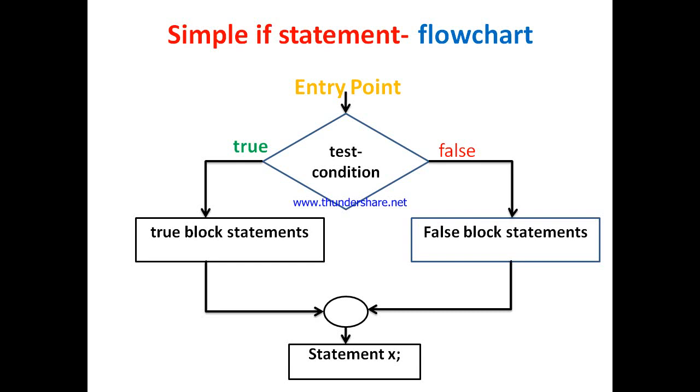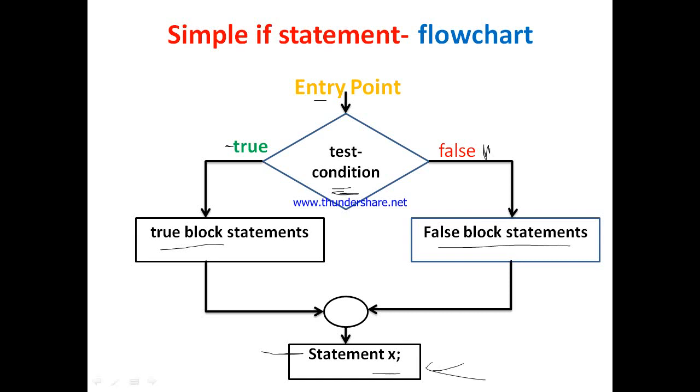Now let us see with the help of a flow chart. At the entry point, the test condition is checked. The test condition is either true or false. If the test condition is true, then true block statements are executed, and after that directly statement X is executed. But if at the entry point the test condition is false, then false block statements are executed. False block statements are present in the else block. These statements are executed, and after that directly statement X is executed.